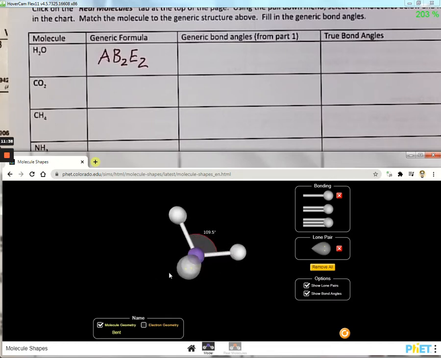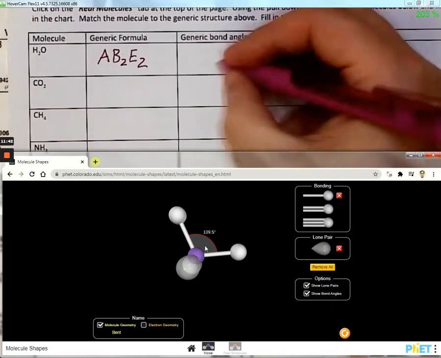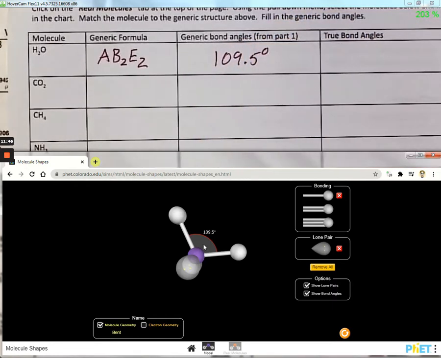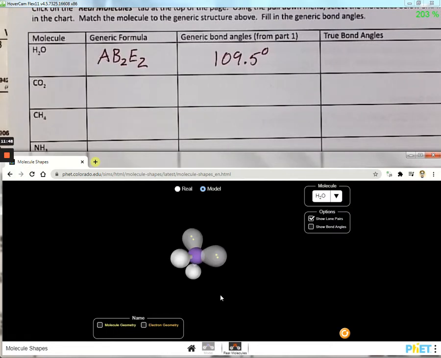Got an angle of 109.5 degrees. So I'll put that in as my generic bond angle. Now when I go over to true bond angles, let's go to real. So there's my water molecule. Now if it's correct, it should be 109.5. So when I click show bond angles, oh, it's actually 104.5.